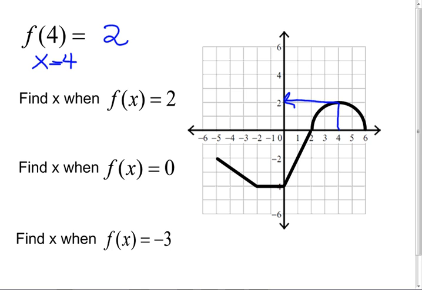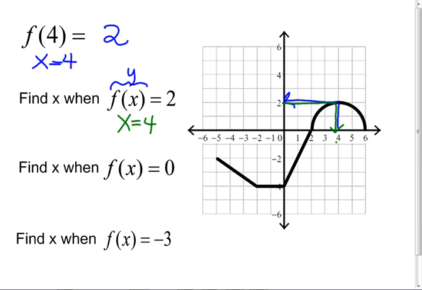Okay? All the function notation tells you is what's the x coordinate, what's the y coordinate. When you see f of x, it's saying y. So find the x when y is 2. So when y is 2, what's the x coordinate? When y has a value of 2, I look at it horizontally. Then I go to my graph, I go down and I read the x coordinate. It's 4.